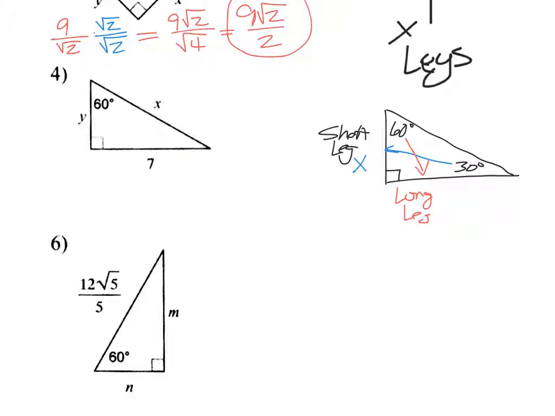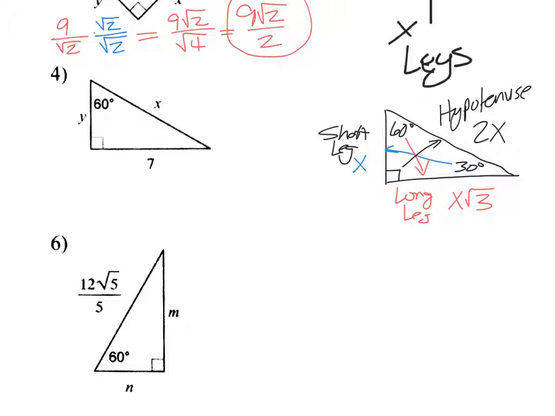It's long, so it's bigger. So how do we make it bigger? We take X and multiply by the square root of 3. And then the last one, of course, is this one, which is the hypotenuse again, because it's across from the right angle. And to get the hypotenuse, you take the short leg, which is X, and you multiply it by 2.